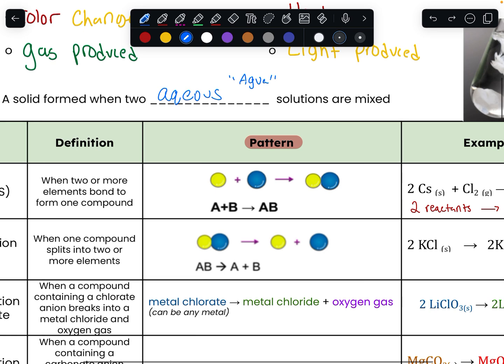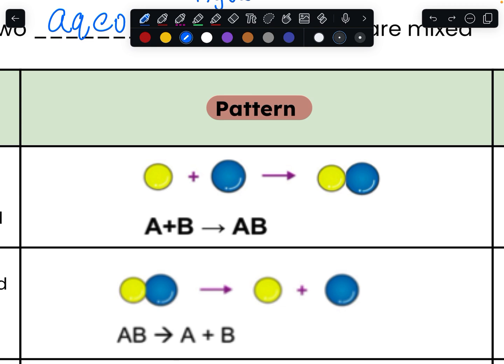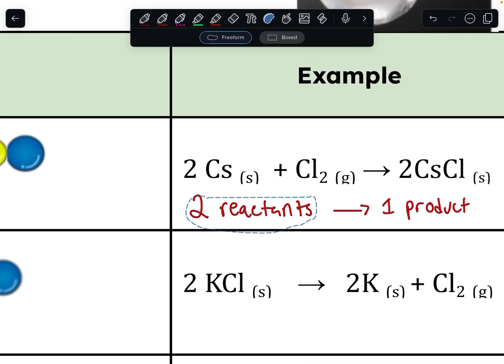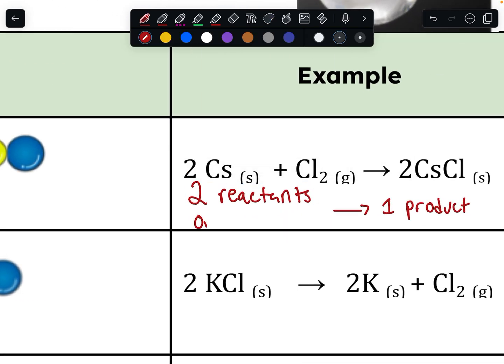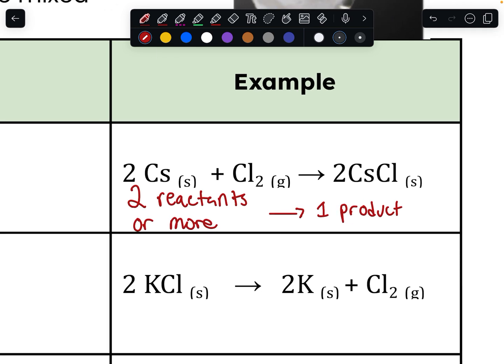A synthesis reaction is basically when you take 2 or more elements, combine them together, and form one compound. The way you can think of this pattern is A plus B goes to AB, or in other words, some students like to think of it as element 1 plus element 2 makes a compound. What you should see here is 2 reactants, or more, going to be made into one product, which is usually a compound.